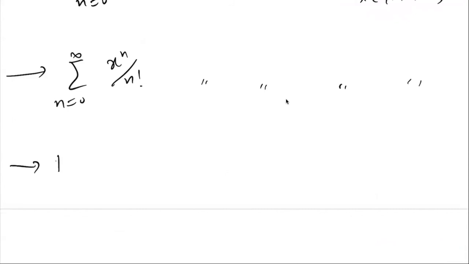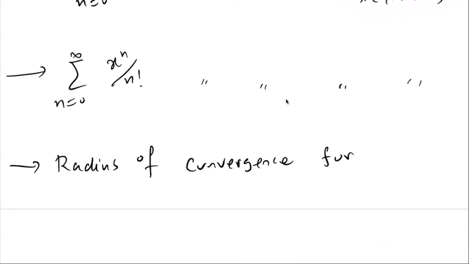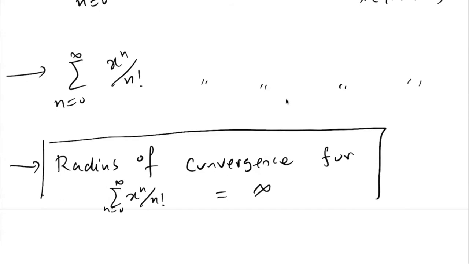So here we have radius of convergence for sigma x to power n over n factorial to be infinity. The series is convergent according to the ratio test. The series is convergent for every x between minus infinity to infinity. That means radius of convergence is infinity.